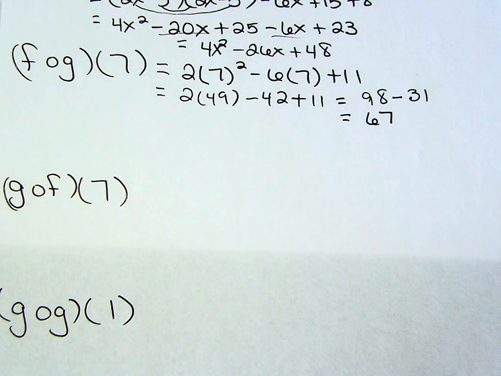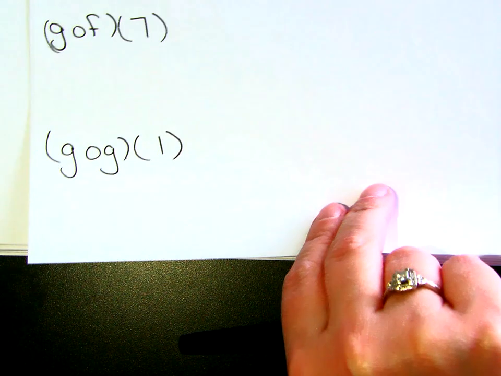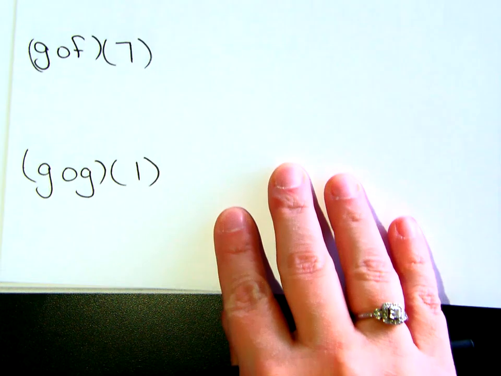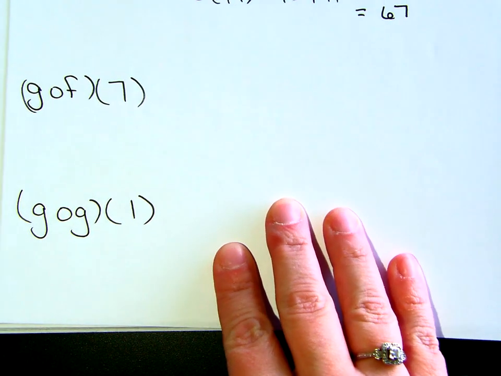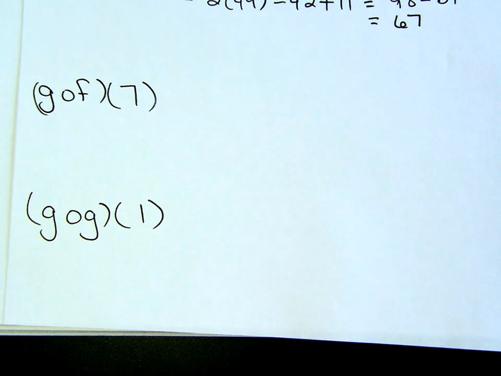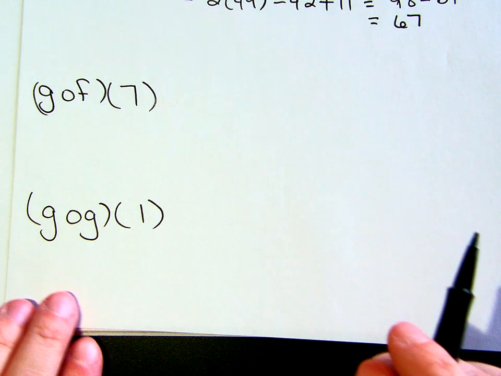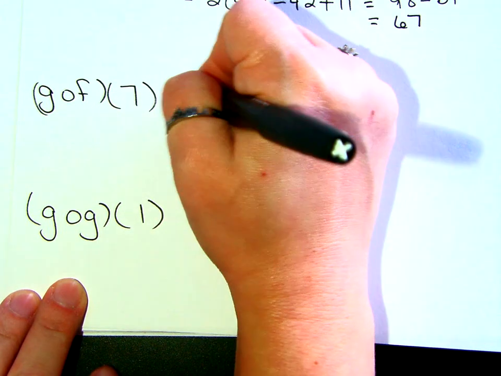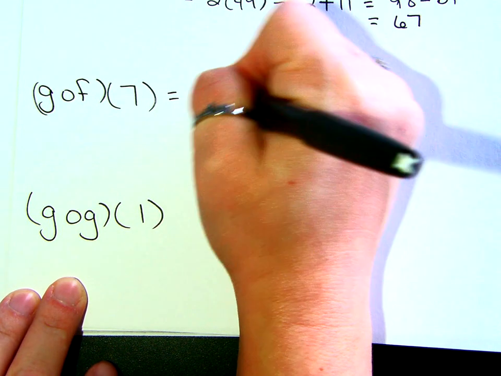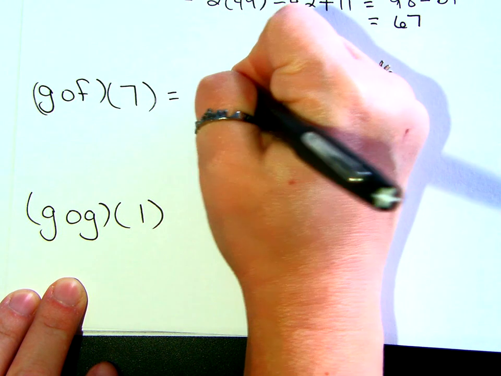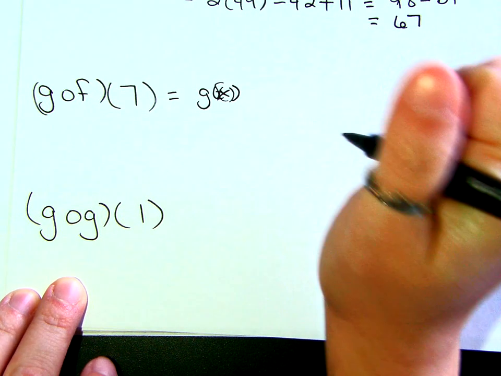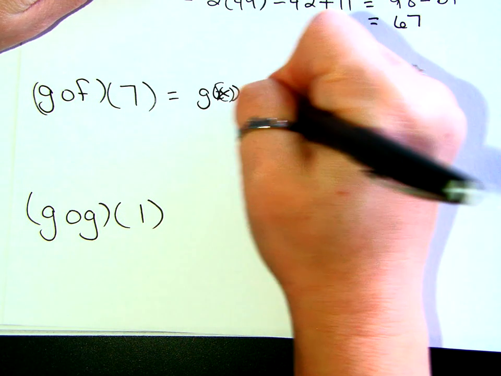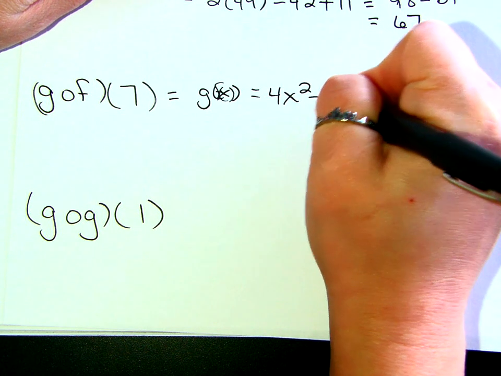We're going to do g of f of 7 and g of g of 1. Because you can plug the same function into itself. I will go ahead and tell you we won't do that much. And we had already found g of f of x. We already found what that was. That was our big long one that we just did up here, which was 4x squared minus 26x plus 48.